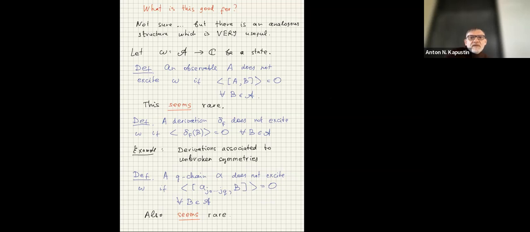Now, it seems like there are not very many such observables. It is not obvious how to construct any if somebody hands you a state, but actually there are plenty of those. We'll see in a second how to construct them.